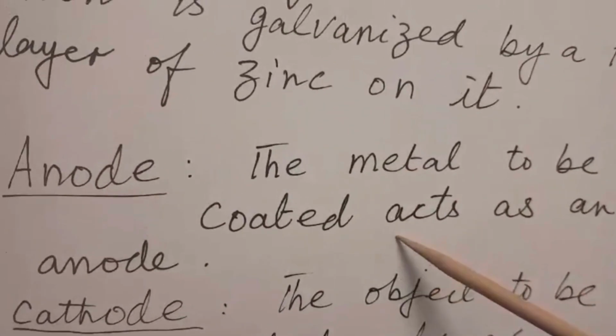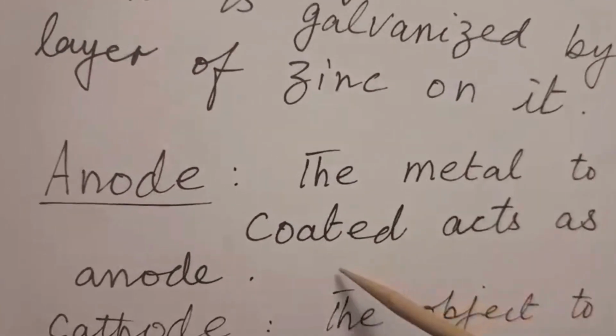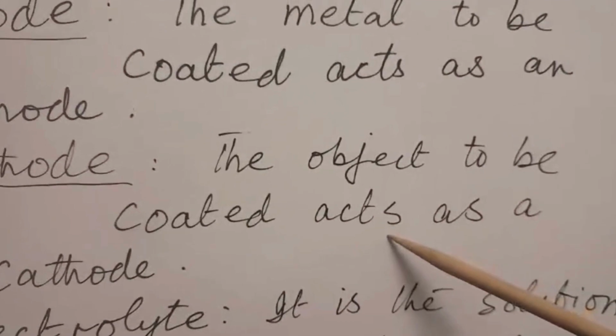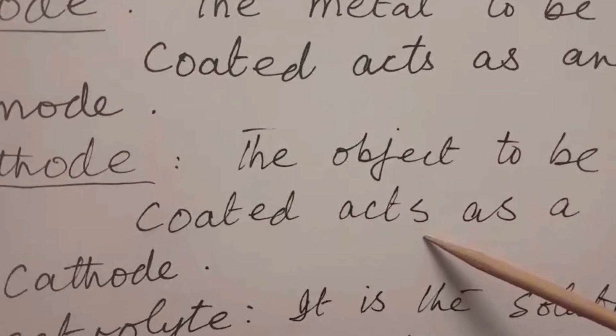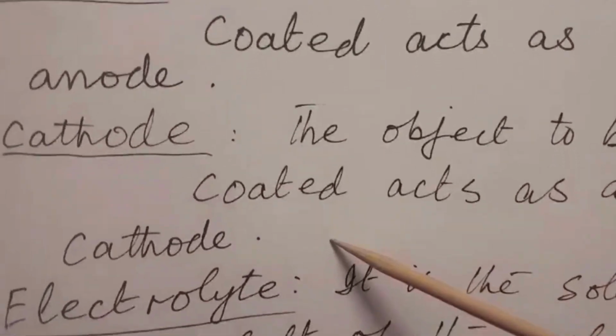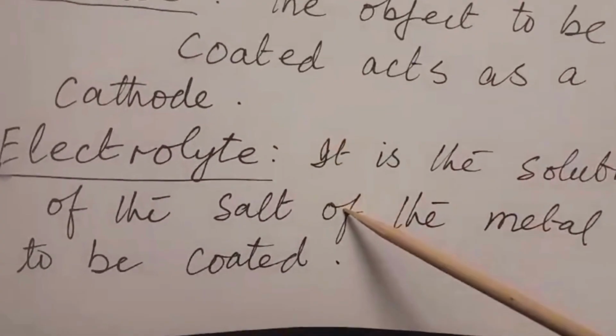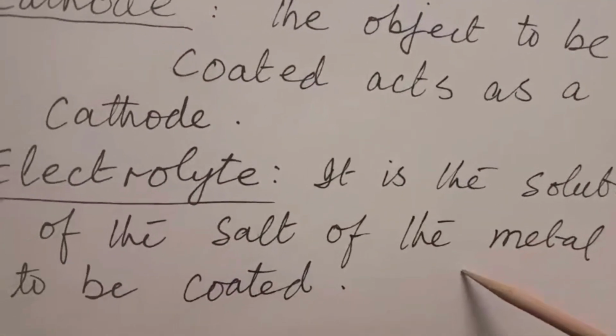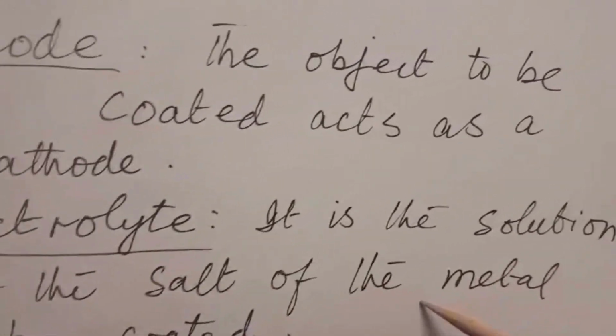The metal that is to be coated acts as a positive electrode or the anode, and the object that is to be coated acts as a negative electrode or the cathode. The electrolyte used here is the solution of the salt of the metal that is to be coated.